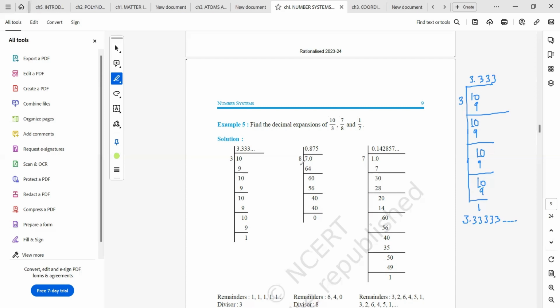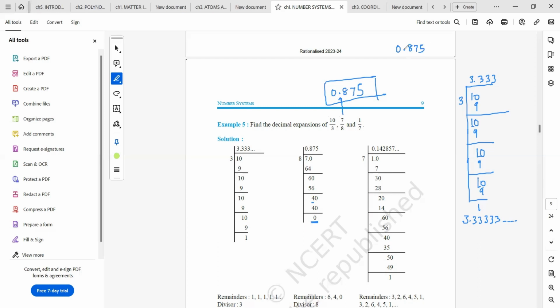Now 6 is less than 8, but we have already put a decimal, so we can write down 0, making it 60. Again, divide 60 by 8. Eight 7s are 56. Now the remainder is 4. 4 is less than 8, so we write down one more 0. Now we have 40. Eight 5s are 40, so the remainder is 0. So we will have 7 over 8 as 0.875.